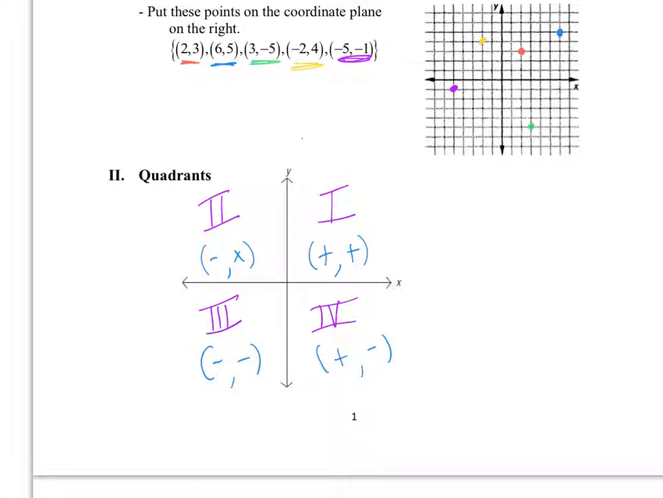So if I gave you a coordinate here, and you wouldn't necessarily have to graph it, I could say negative 100, 375, and I'd say, what quadrant is that in? 2, because it has a negative number and then a positive number. So you have negative, positive, which is the same as quadrant 2. Okay.